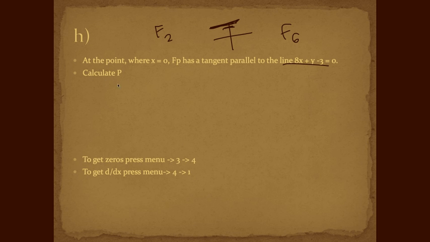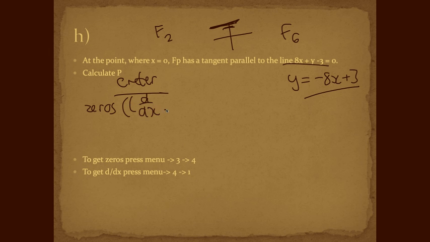Okay, so to calculate p, we enter it in the calculator. First we rewrite this: y equals -8x plus 3. In the calculator we enter zeros, open brackets, d over dx, open brackets, f of x, comma, p, close brackets, with the little sign here, I'll show you how to do it in a moment, x equals 0, close brackets, plus 8. This plus 8 comes because there was -8 here, and then comma, p.